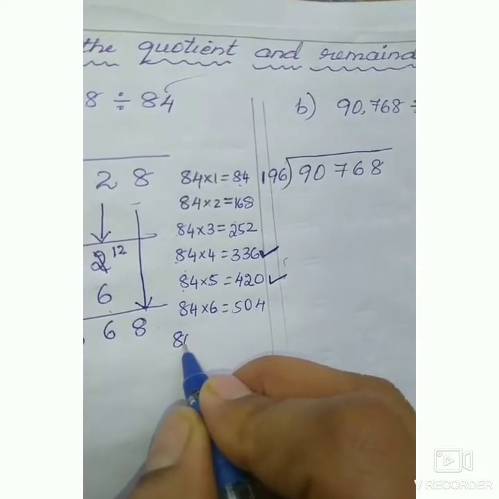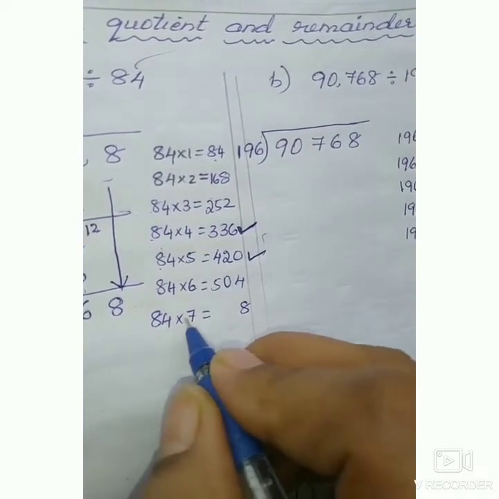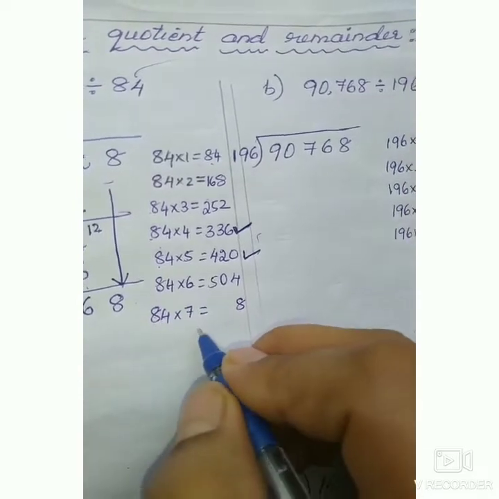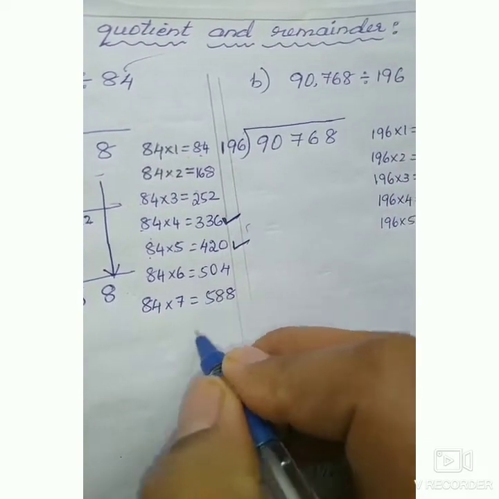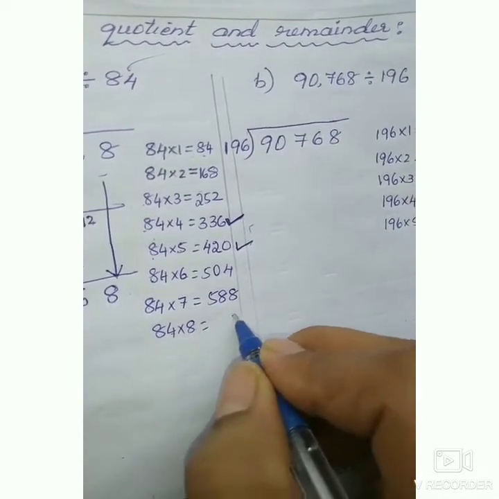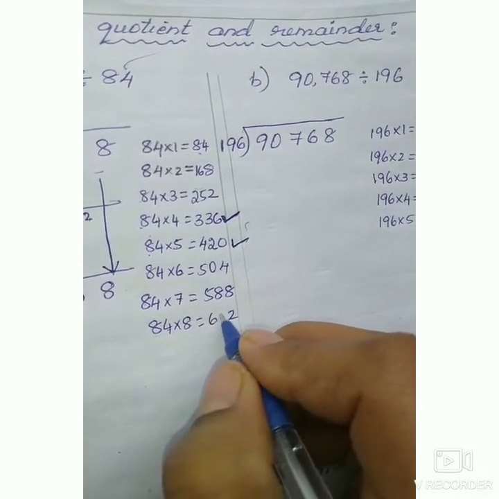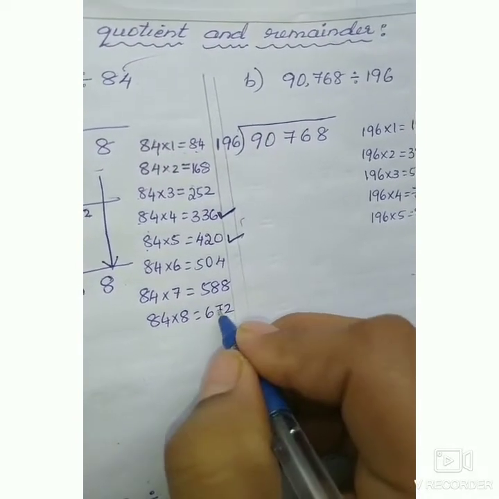So again we start multiplying. 84 sevens: 7 fours are 28, 2 is the carryover. 7 eights are 56 plus 2 is 58. Again 84 eights: 8 fours are 32, 3 is the carryover. 8 eights are 64, 64 plus 3 is 67.